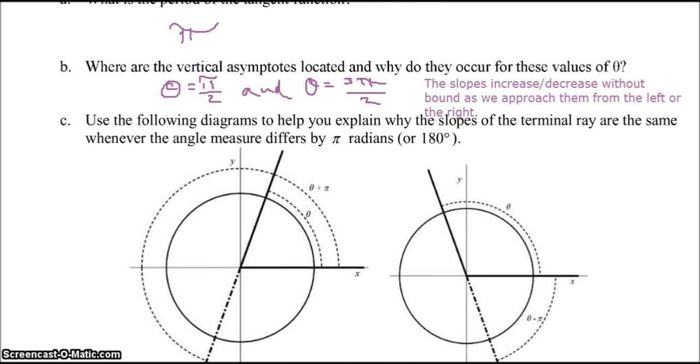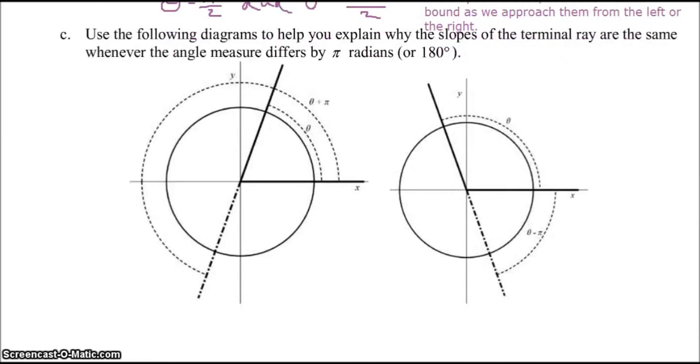Use the following diagrams to help you explain why the slopes of the terminal ray are the same whenever the angle measure differs by pi radians. Well, this looks kind of fun. So here's theta. Right here you can see the slope of the terminal ray. Then if you go theta and you add pi radians, you're just going to be 180 degrees away, and you have the same line, the same slope. Or we could go theta this direction, but then subtract pi, and we again have the same slope. So are we supposed to do something here?